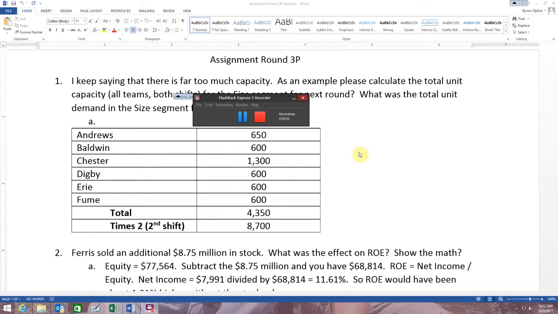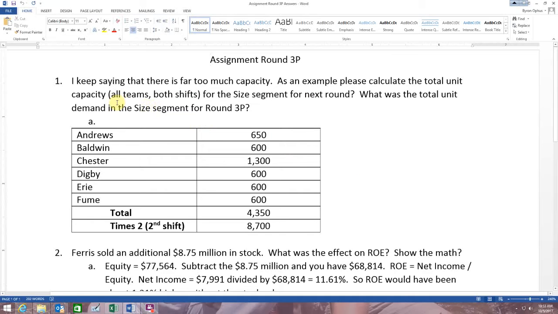All right, let's go over that round 3P assignment. So take a look at some of the answers there and how I arrived at those. Hopefully it will help you guys. Remember, I keep building on these, so hopefully this will help you as you go along.